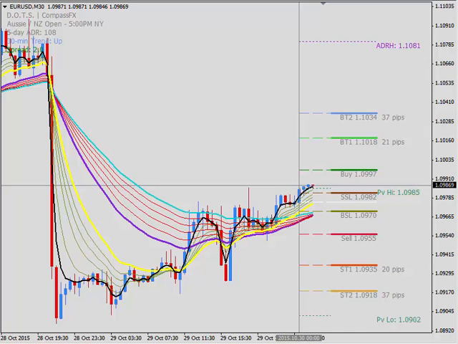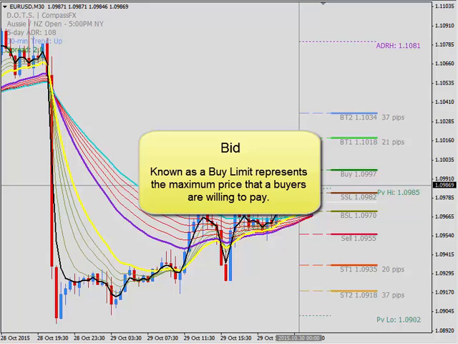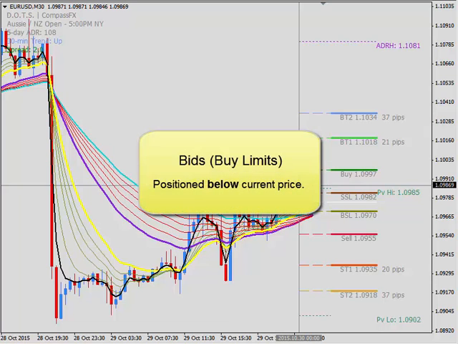Let's talk about bids and offers in the market. A bid, also known as a buy limit, is where buyers in the marketplace are willing to pay to enter the market. Offers, on the other hand, are the ask price, where sellers are looking at the minimum price they're willing to accept to get into the market. Those are known as sell limits. Buy limits are generally below where the current market is. Sell limits, on the other hand, are above where the current market is at.